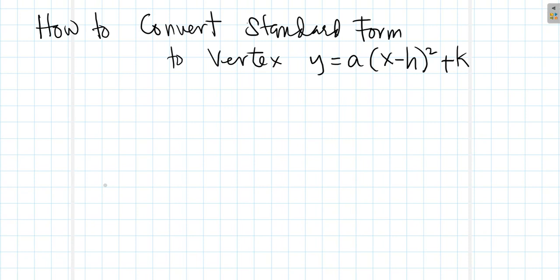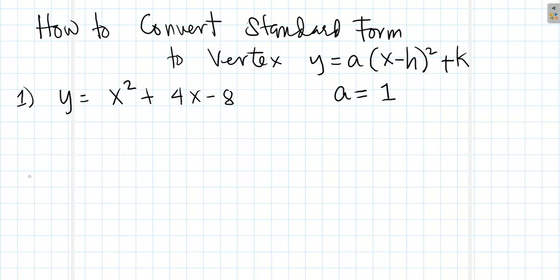Okay. So if we have y is equal to x squared plus 4x minus 8. Here, a is equal to 1. So therefore, to change this, we are going to use completing the square. Because in a vertex form, there is a square here. So we are going to use completing the square.